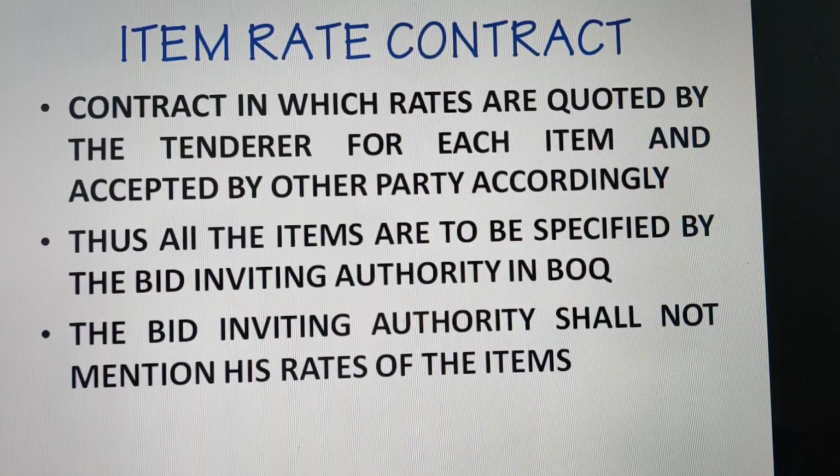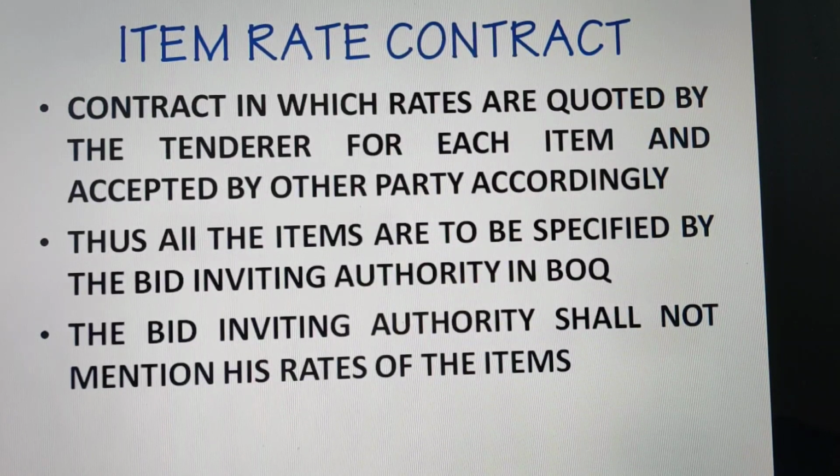If you talk about item rate contract, then in this contract, rates are quoted by the contractor or tenderer for each item and accepted accordingly by the other party. Thus, all the items are to be specified by the bid inviting authority in the bill of quantities. The bid inviting authority shall not mention his rates of items, but all the items will be mentioned in the BOQ. Therefore, rates are to be filled by the contractor or tenderer.